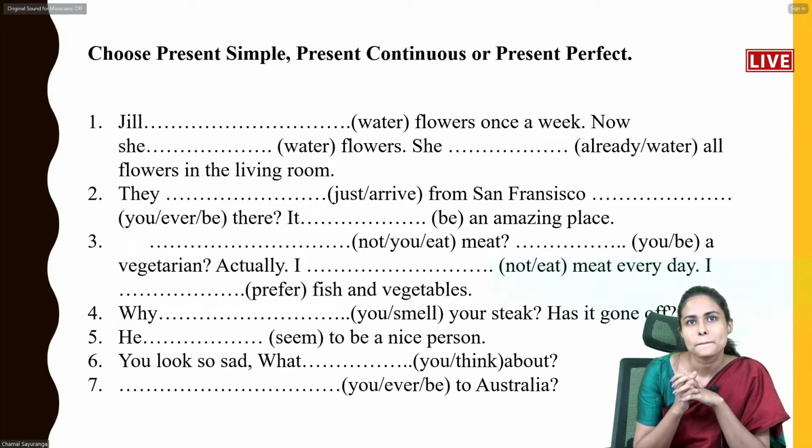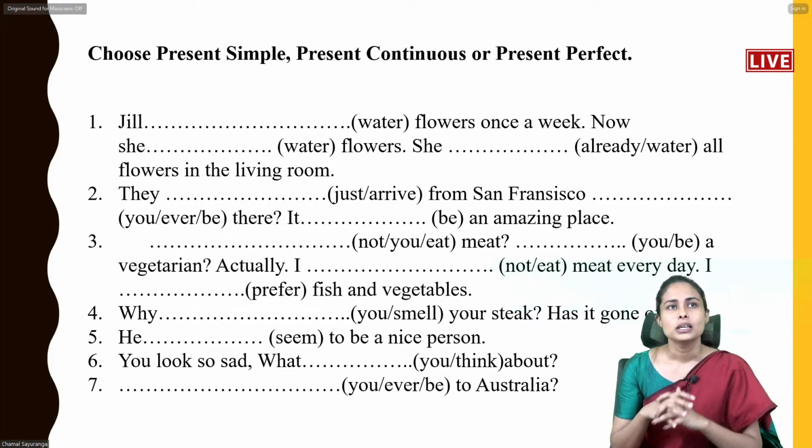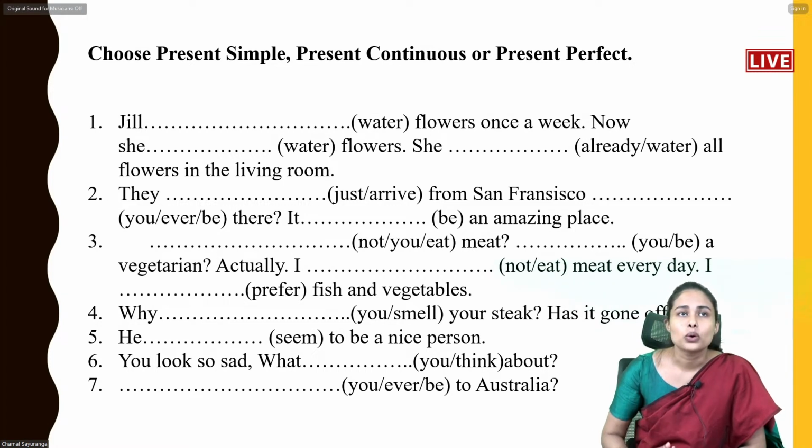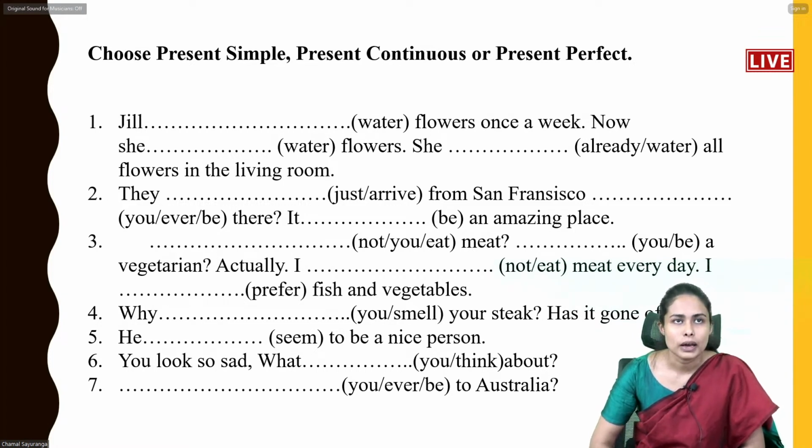He seems to be a nice person. We are talking about the characteristic or the quality of that particular person. Then you have to go with present simple tense. He seems to be a nice person.